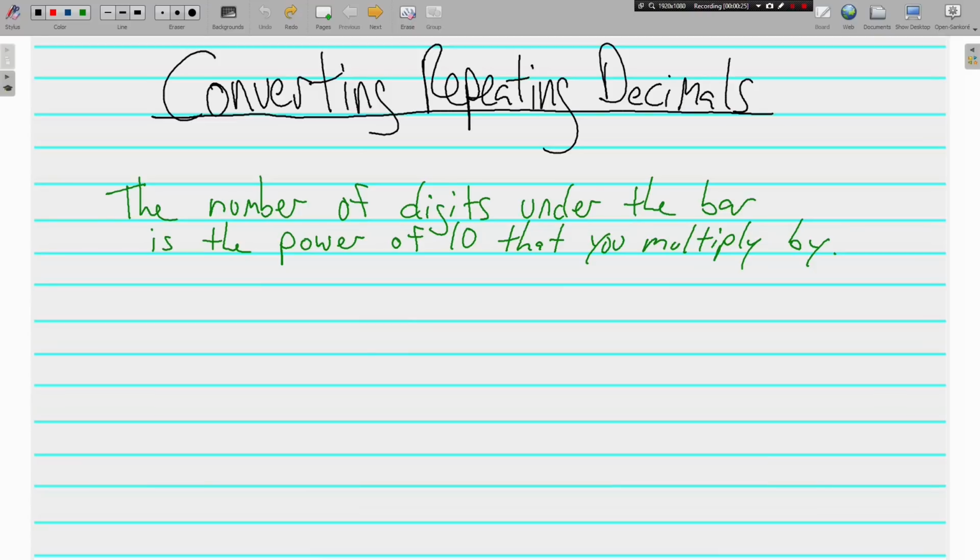The big thing that's going to help us today is what I've written here in green. The number of digits under the bar is the power of 10 that you multiply by. That doesn't mean anything to you yet, but it will when we jump into our examples.